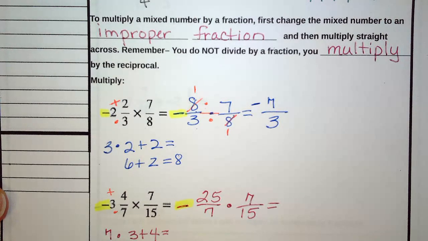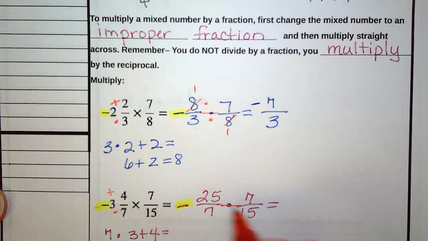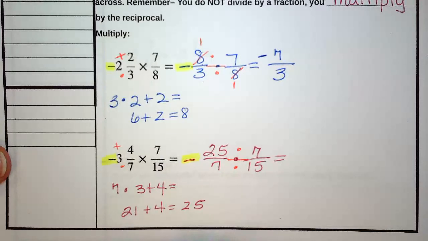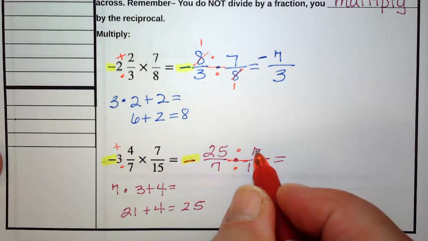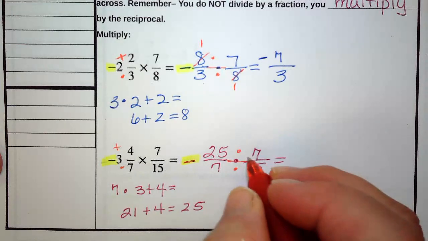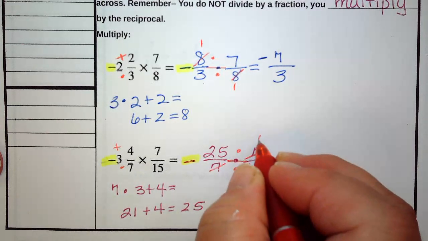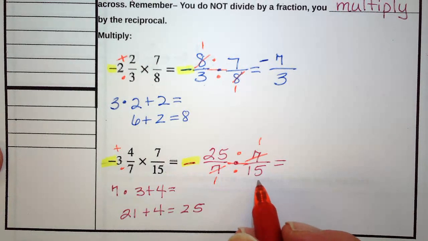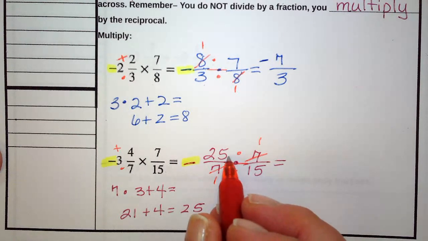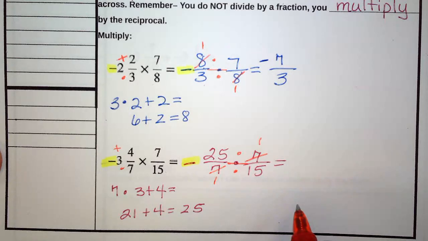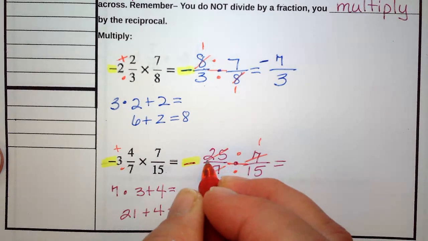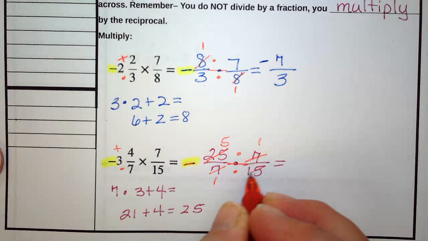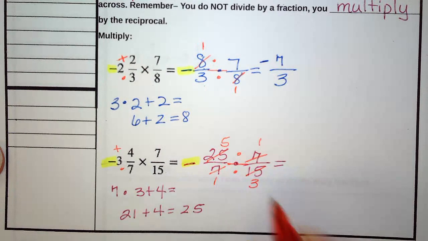So, as I'm looking at this, extending my fraction bar, the first thing I see is that I've got a 7 in my numerator and a 7 in my denominator. Those cancel out because 7 divided by 7 is 1. Now I notice I've got a 25 and I've got a 15. They both end in 5, so I know I can factor out a 5. 25 divided by 5 is 5. 15 divided by 5 is 3.